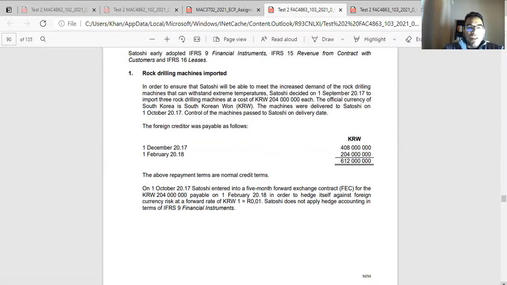In order to ensure that Satoshi will be able to meet the increased demand of the rock drilling machines that can withstand extreme temperatures, Satoshi decided on 1 September 2017 to import 3 rock drilling machines at a cost of 204 million, South Korean won. The official currency of South Korea is the South Korean won. The machines were delivered to Satoshi on 1 October 2017. Control of the machines passed to Satoshi on delivery date.